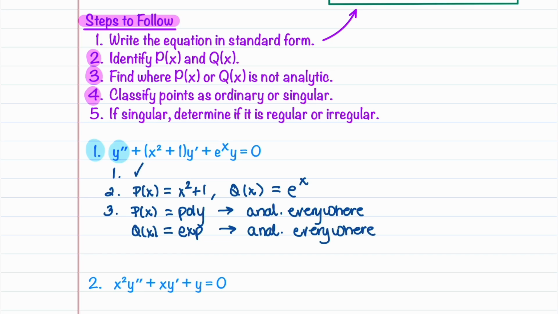Step 4 is to classify the points as ordinary or singular. Because p of x and q of x are analytic everywhere, we have no singular points. So what we have to say is every point is an ordinary point.